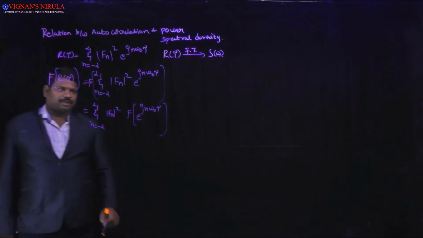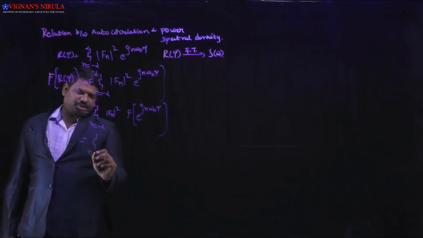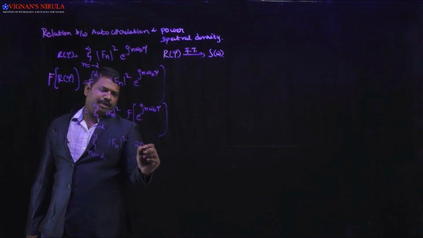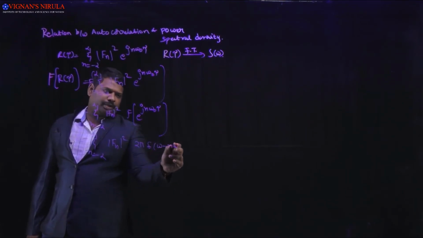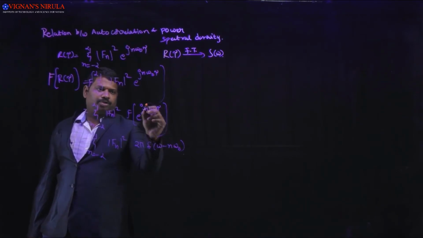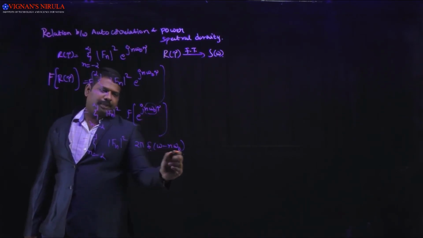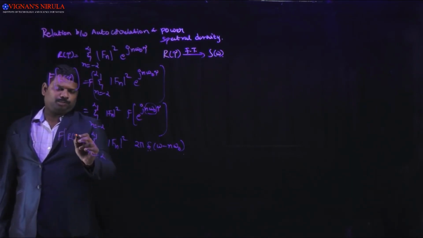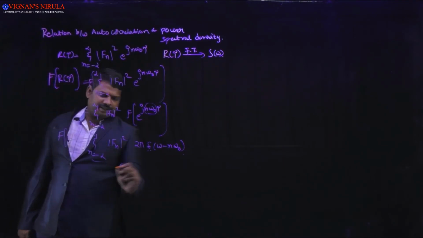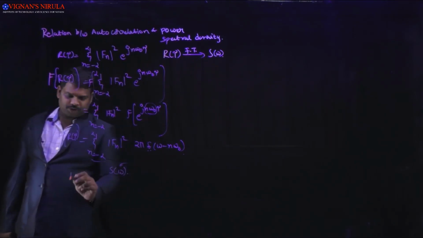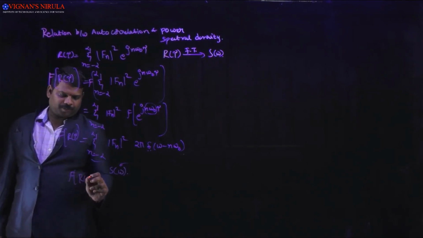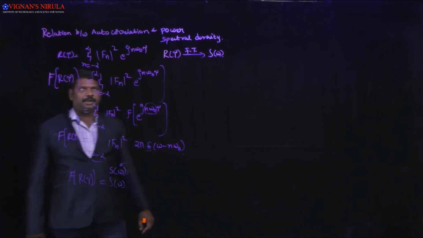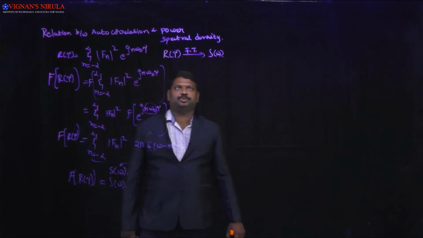tau. Therefore, what is the Fourier transform of the exponential? It is 2 pi into delta of omega minus n omega naught. Here, because of the omega naught, it will be the delta of omega minus n omega naught. This entire thing is nothing but our Fourier transform of R of tau, which is nothing but our S of omega. That the Fourier transform of R of tau is S of omega. Okay, that is the relation between the autocorrelation and the power spectral density.